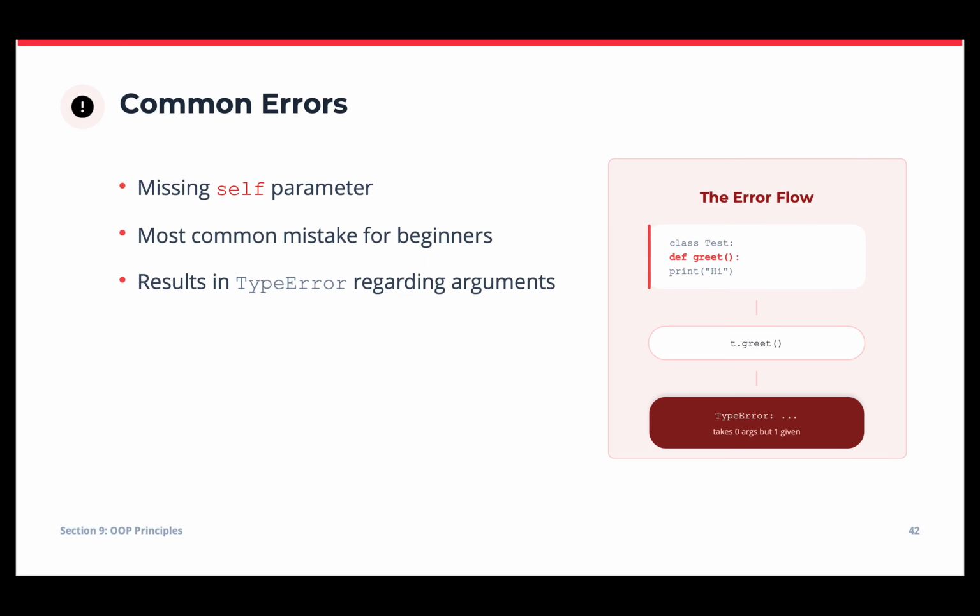Now I'm going to highlight one of the most common beginner mistakes, forgetting the self parameter in a method definition. When that happens, Python still passes the instance during the call, which causes a mismatch in the number of expected arguments. The resulting type error is a very common sign of this mistake.